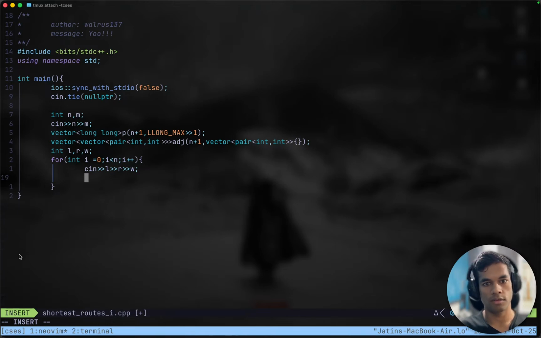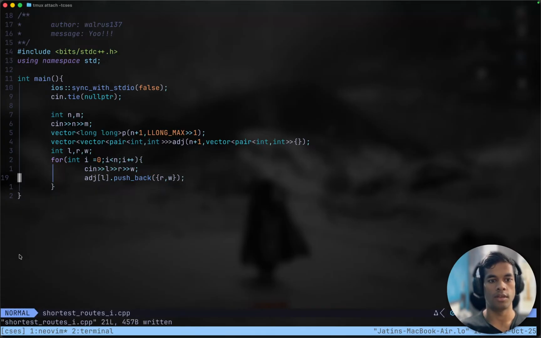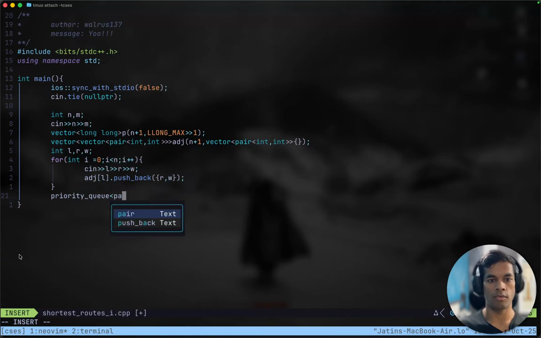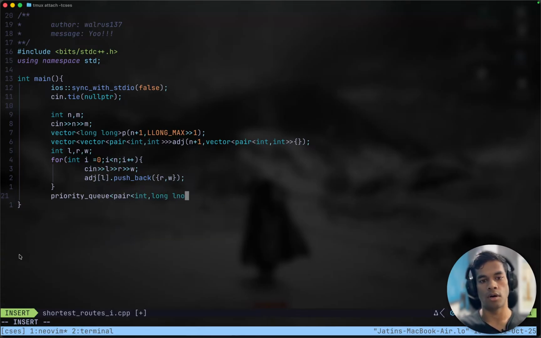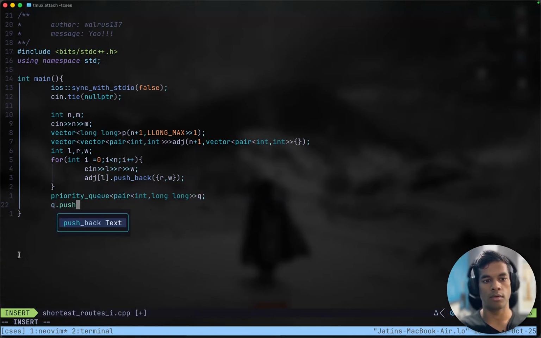And after this, adj[L].push_back with R and W, this edge, and that is cool. What do we need then? We need a priority queue of pairs of integer and long, and we will call it q, and q dot push.